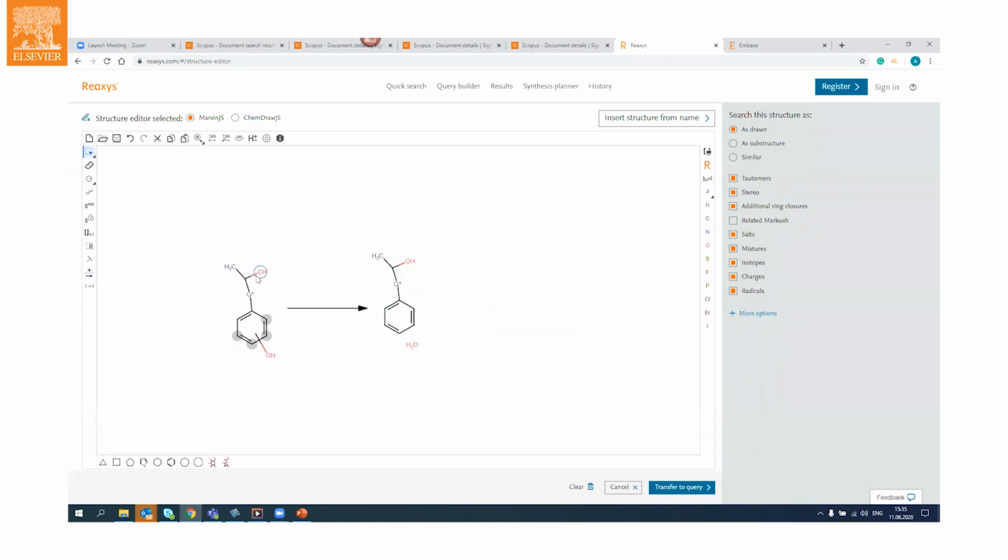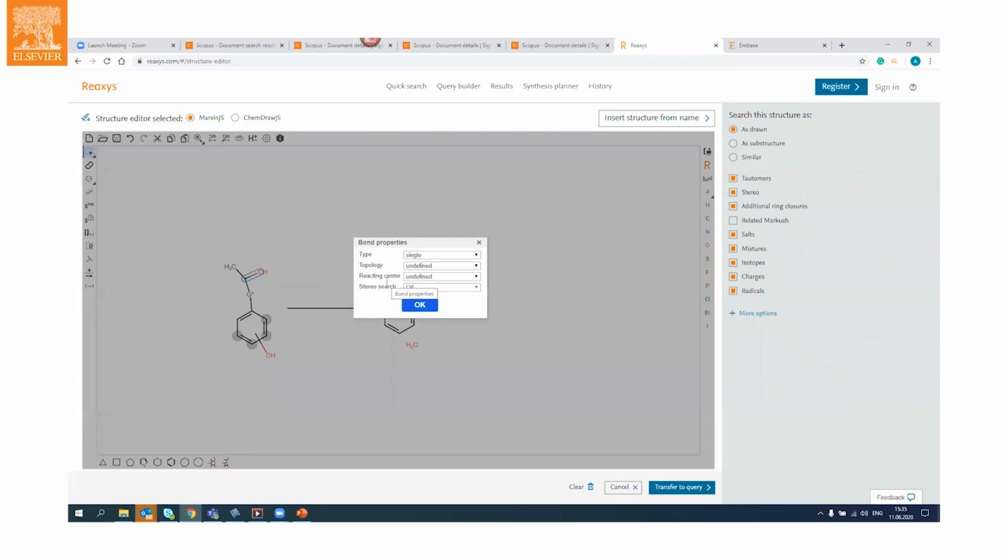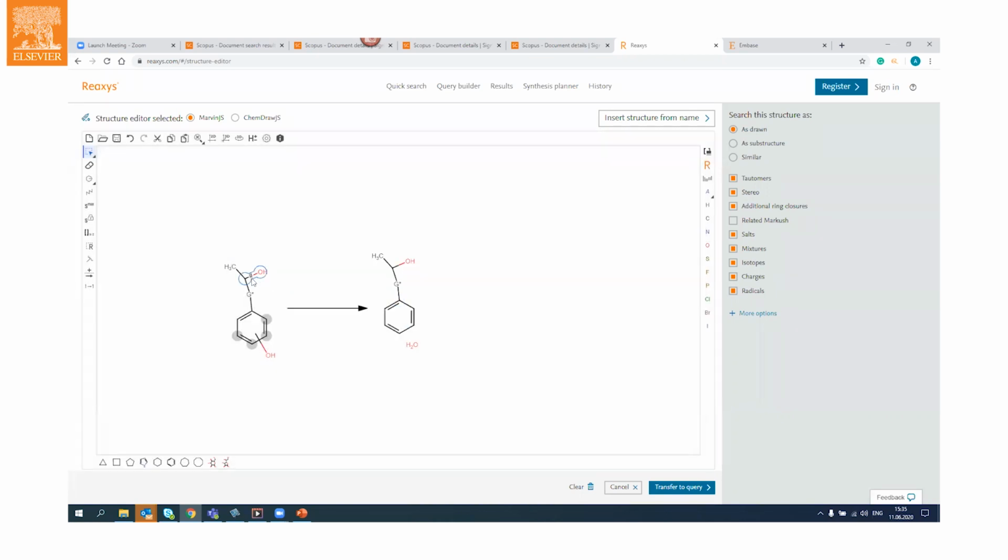And after that, we need to focus on the bond. You see, I move the mouse there, do a right click, and I see the menu related to this bond. You see bond properties. And here you need to select reacting center. So you see this appears there. So right now Reaxys will bring us only the reactions where this bond is the reaction center.